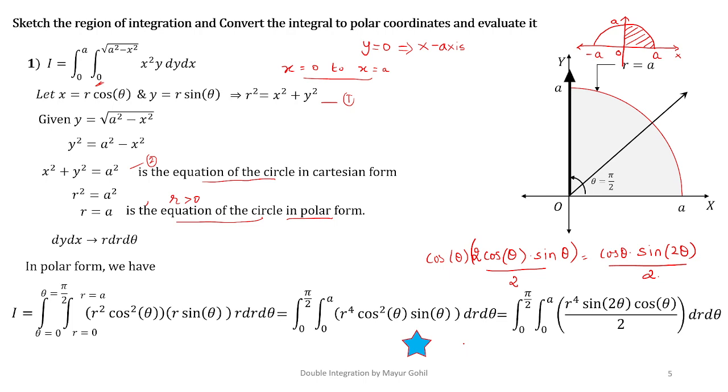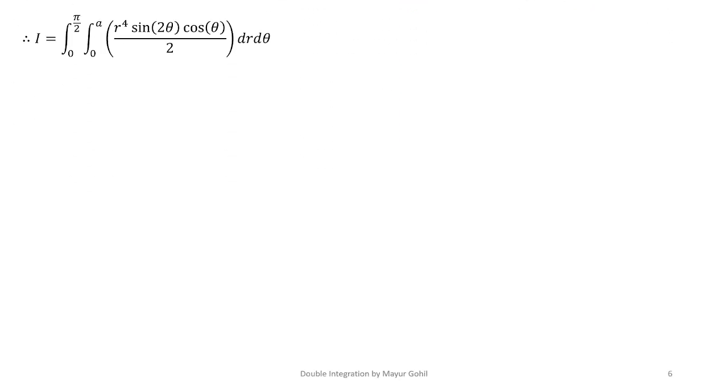So considering the integral over here, we will go ahead. Here we have the integral I equals integration 0 to pi by 2, and then the integration from 0 to a of r raised to 4 sine 2 theta cos theta divided by 2 dr d theta.